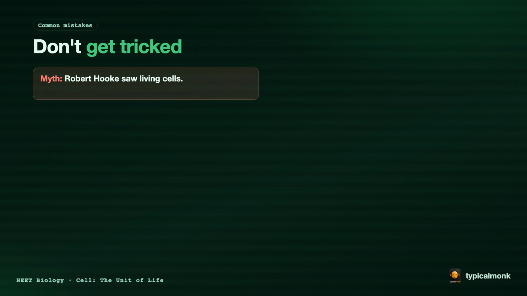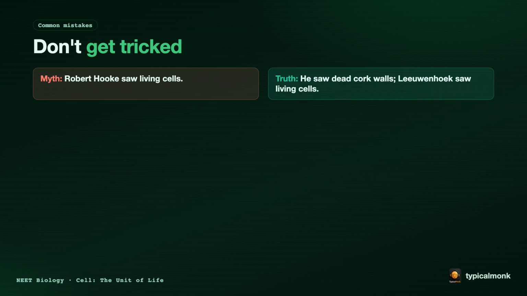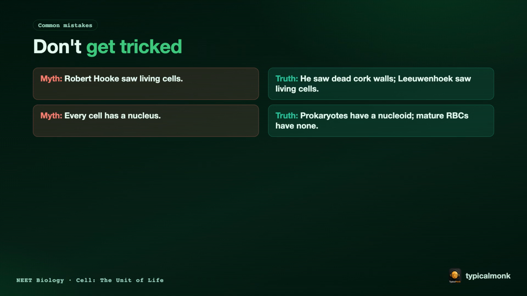Now let's clear the mistakes students fall for. Myth: Robert Hooke saw living cells. Truth: he saw only dead cork walls. Living cells were seen by Leeuwenhoek. Myth: every cell has a nucleus. Truth: prokaryotes have only a nucleoid and a mature red blood cell has no nucleus at all.